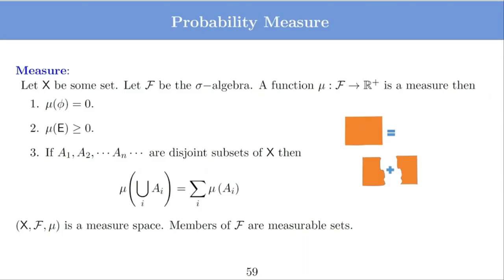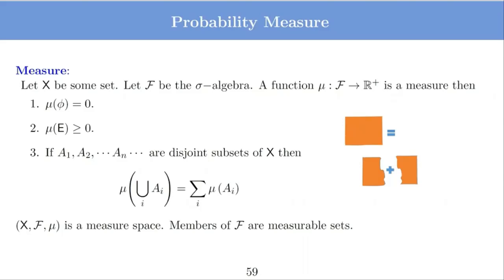Similarly, for any set E in F, mu of E should be greater than or equal to 0. This just means that size cannot be negative. And the third property, which is important, is that if there are n sets A1, A2, up to An, and they are disjoint, then the measure mu of the union of these sets should be equal to the summation of the measure of each set.